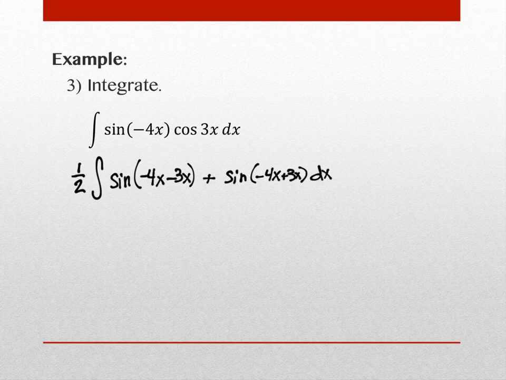So, and maybe you would have jumped to this step immediately, which of course is fine if you did. This is the sine of what? Negative 7x. And then plus the sine of what? Negative x.